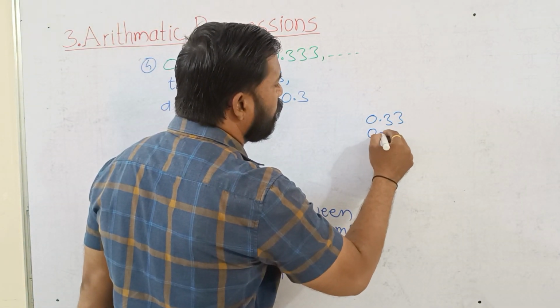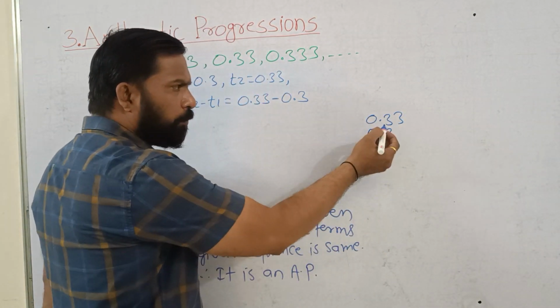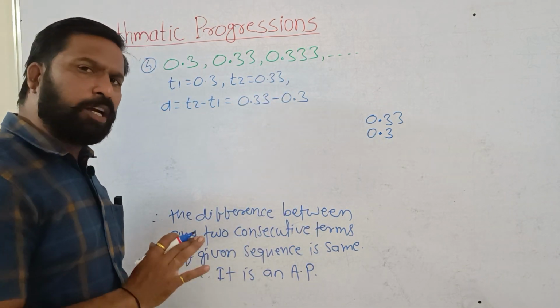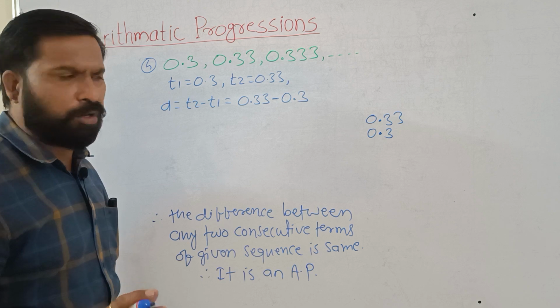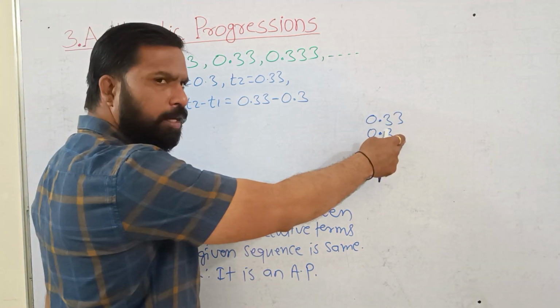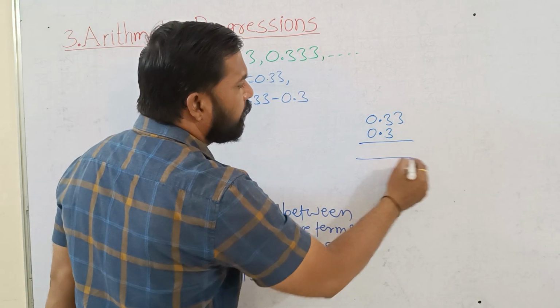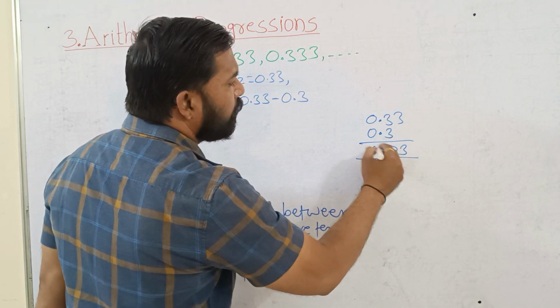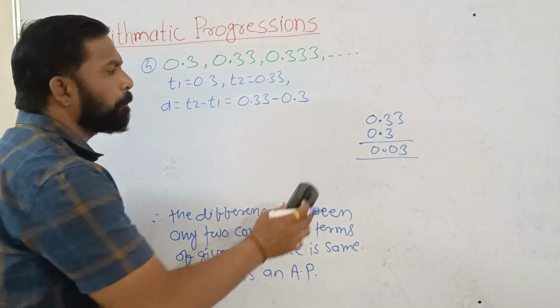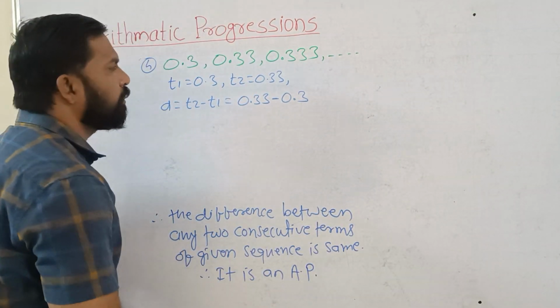0.33, 0.3. You have to maintain decimal point below the decimal point. The rest of the things automatically be adjusted one below the other, like ones below the ones, tenths below the tenths, hundreds below the hundreds, and so on. Subtract them, 3 as it is. So your difference is 0.03. Okay? Let me write the difference here.